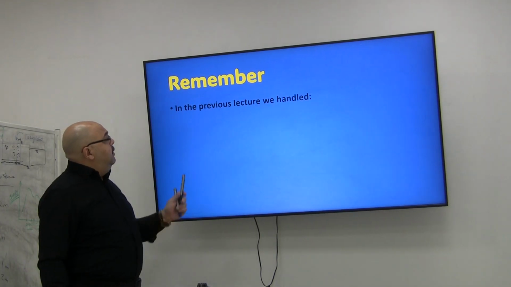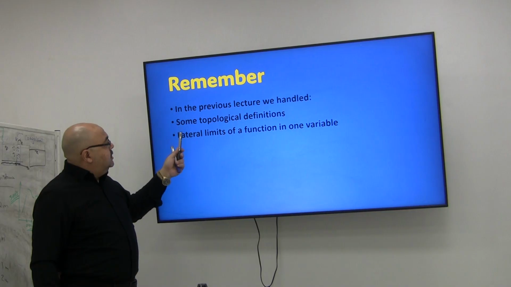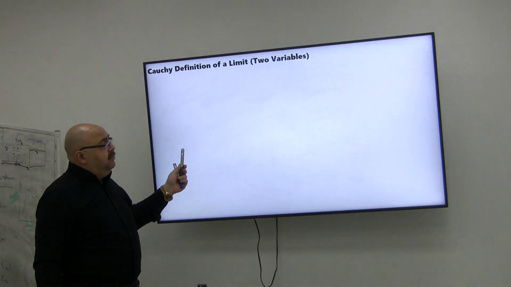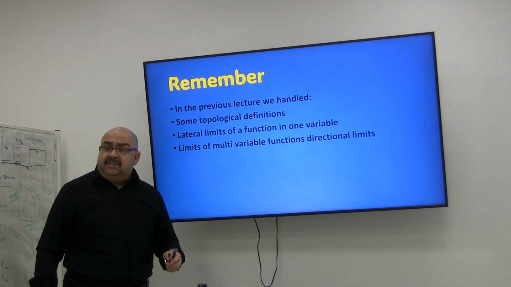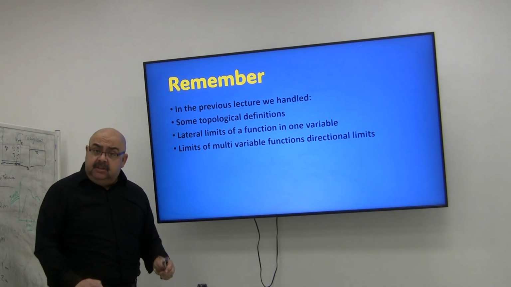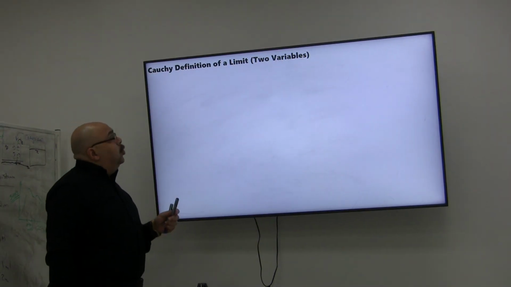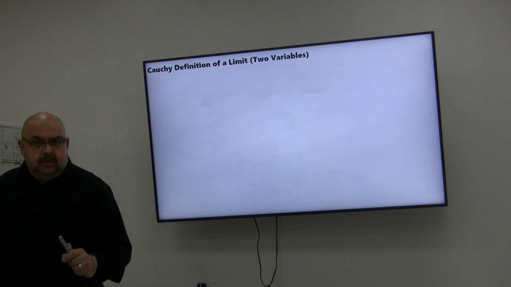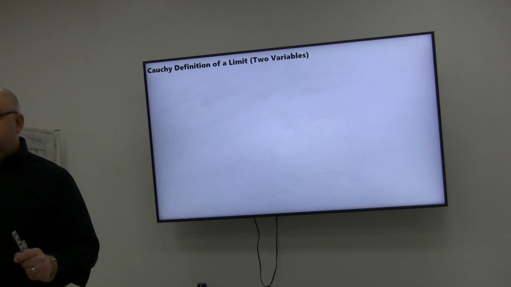Okay, I want you to remember, in the previous lecture we had some topological definitions, the lateral limits of functions in one variable, limits of multivariable functions, and the directional limits that we already covered. Now I will talk about the Cauchy definition of limits, which is the general way to be sure that the limit of this function reaches a certain value.